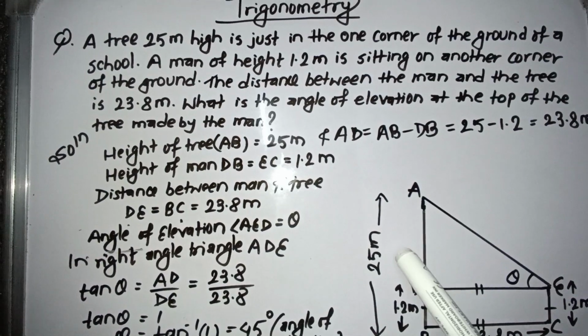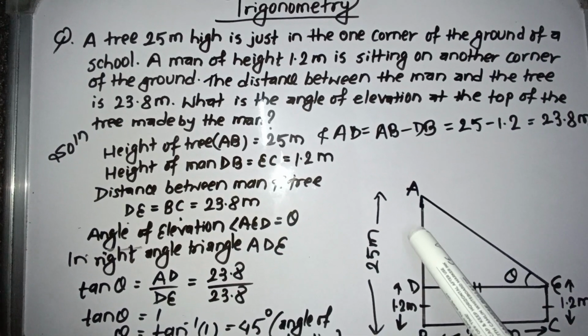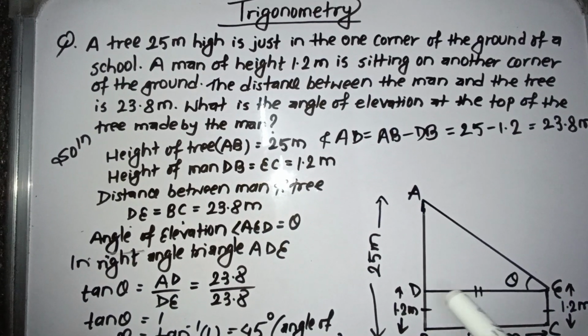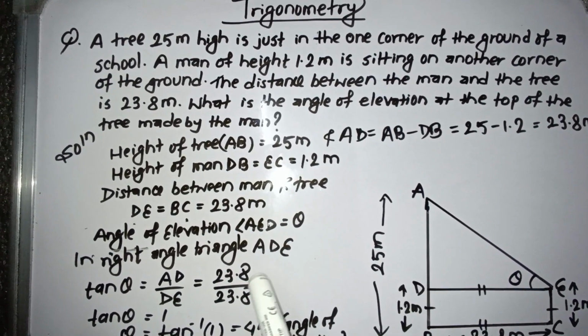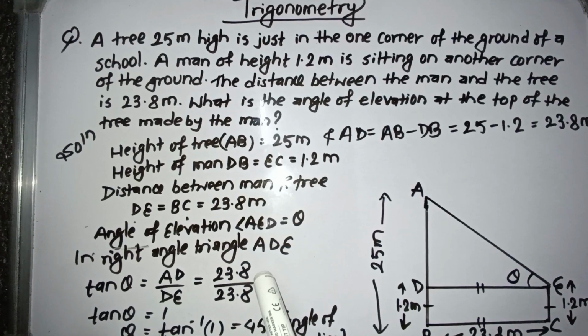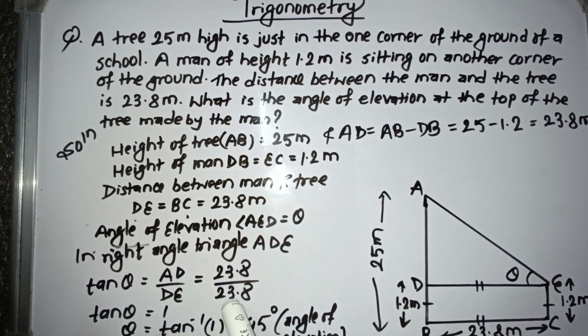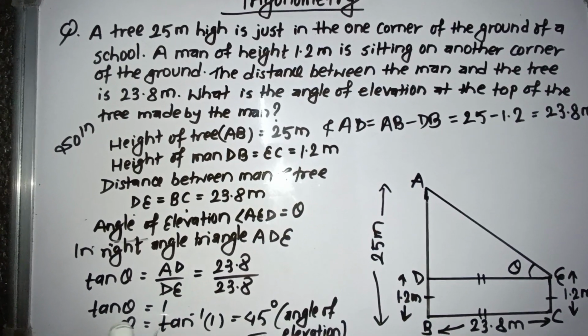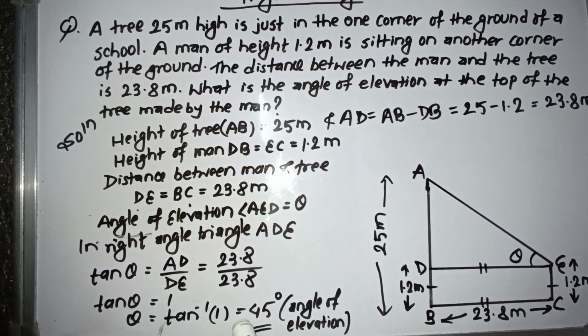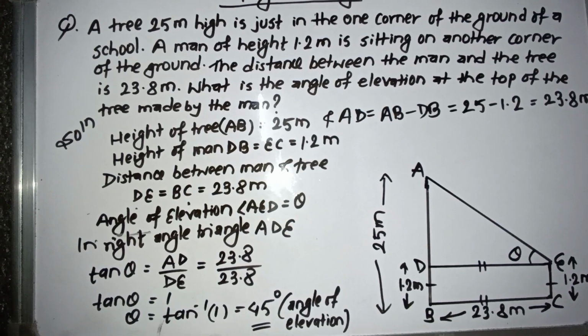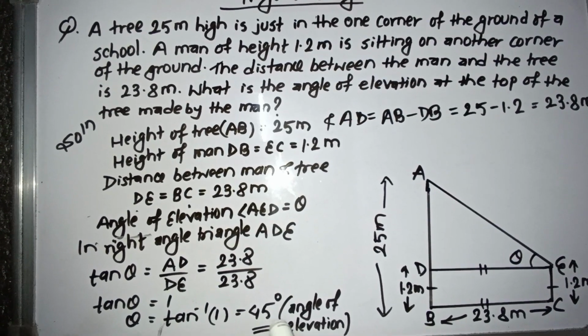We have tan theta is equal to perpendicular upon base, that is AD upon DE, where the value of AD is 23.8 meter and the value of DE is also 23.8 meter. Then tan theta is equal to 1. Theta is equal to tan inverse 1 is equal to 45 degree. This is the angle of elevation.